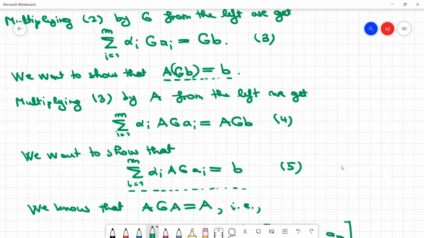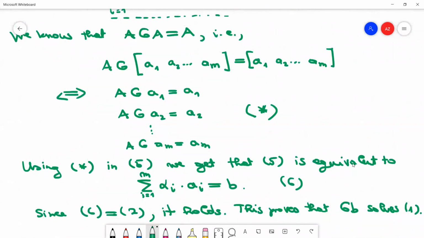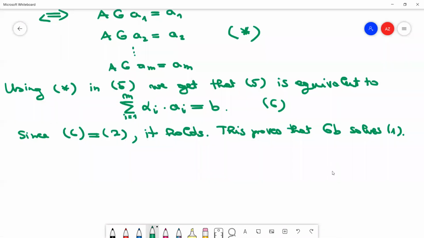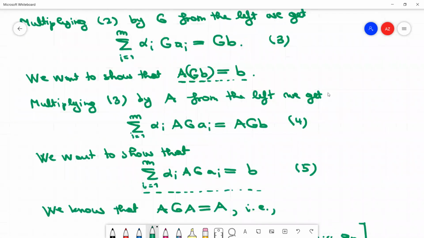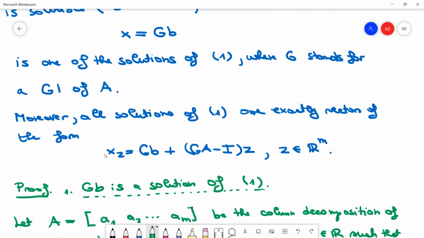So yeah, we have to be a little bit careful when dealing with generalized inverses. Okay, so GB solves our system. And what remains to be checked is that all the solutions are of this form. So one of the solutions is this. And now we can add something. And this something is exactly GA minus identity times some vector Z to get another solution.